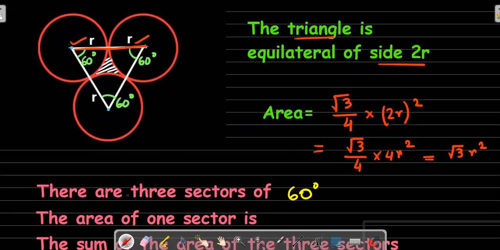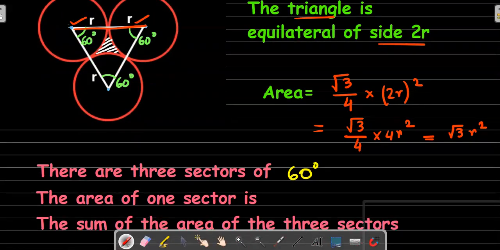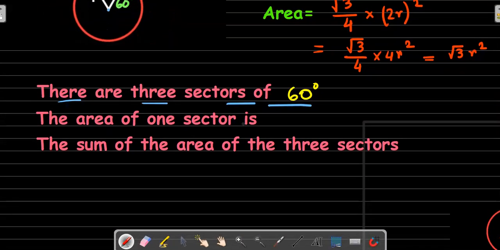Now we have to find the area of the sector. You observe that the angle was 60 degrees. There are three sectors that have angle 60 degrees. Let's find the area of one sector. It will be 60 degrees divided by 360 degrees into pi r square. So we get 1 by 6 pi r square.